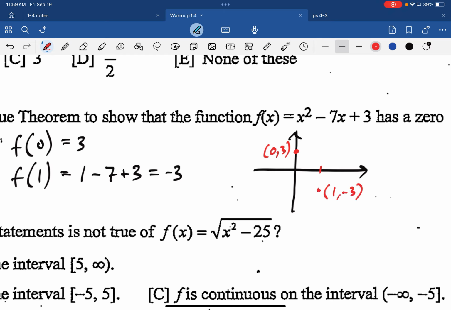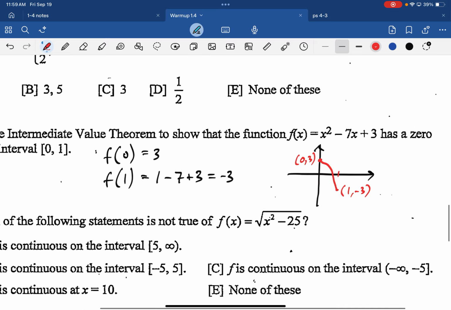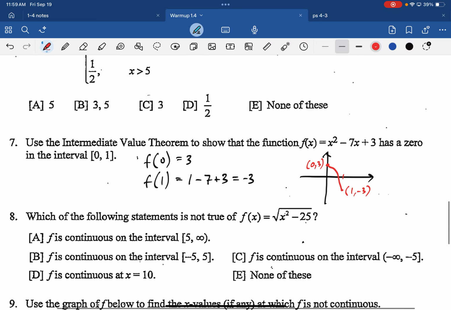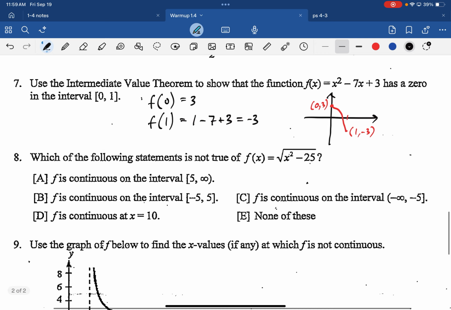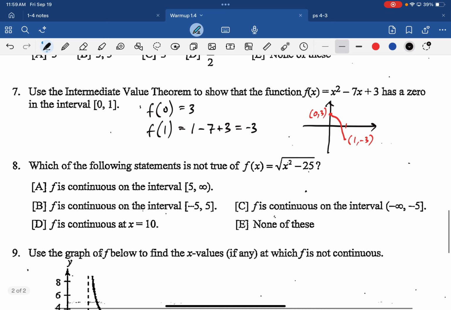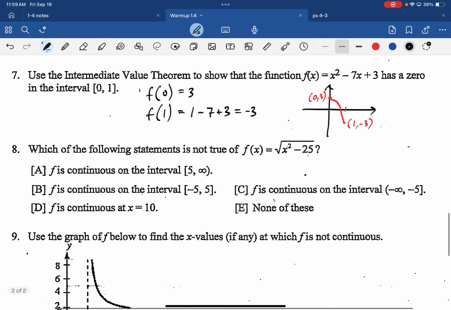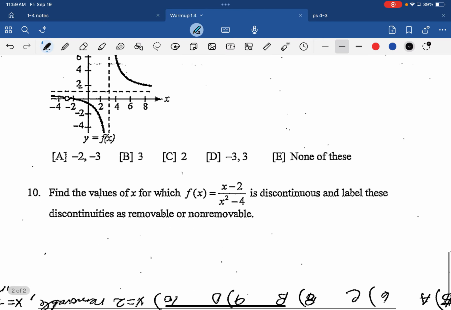And so we know it's continuous, and so in order for it to get to the other point, it has to cross the x-axis between 0 and 1. And so that means it indeed does have a 0 in the interval 0, 1. Okay? So that's how we actually use the intermediate value theorem for a question. Let's do number 10.